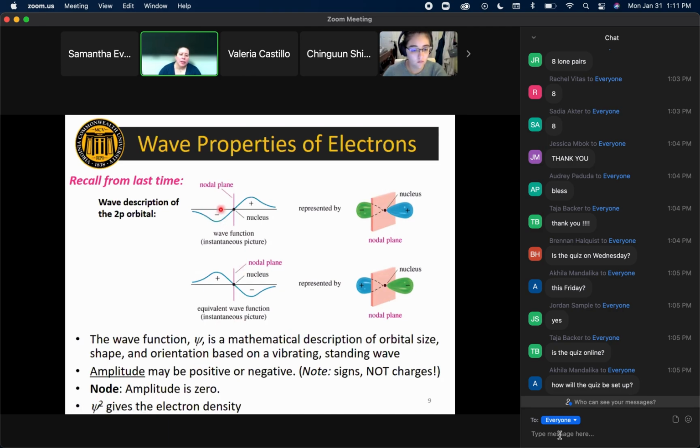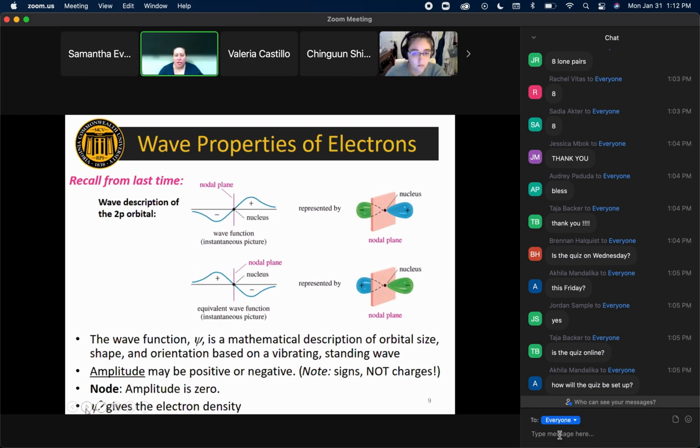Okay, and then finally, I want to point out where the wave function crosses the x-axis, that means there's zero probability of finding an electron, and that means there's a node. So for the 2p orbitals, that node is right in the middle. Mathematically, the phase switches to the opposite phase whenever there's a node. So if it's green phase on one side of the node, it'll be blue phase on the other side of the node.